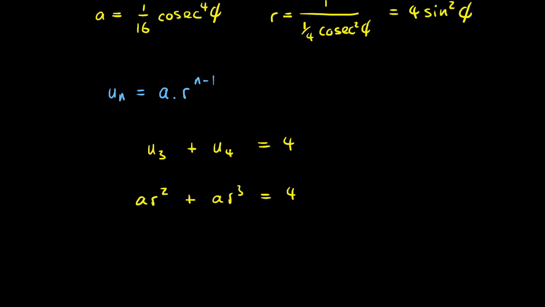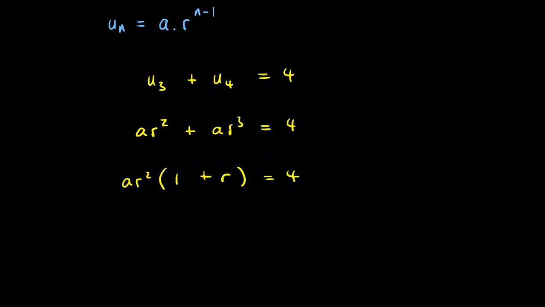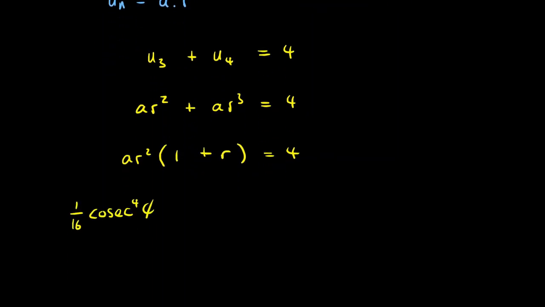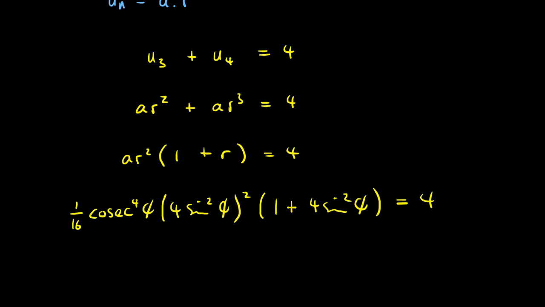is going to be equal to 4. Well, we can factorize this, I think. So why don't we factorize it as ar squared bracket 1 plus r is equal to 4. And a is 1/16 cosec to the power of 4 phi. R is 4 sine squared phi, so let's write that out. We've got 4 sine squared phi, and then all squared, times by 1 plus r, which is 4 sine squared phi, and that's going to be equal to 4.